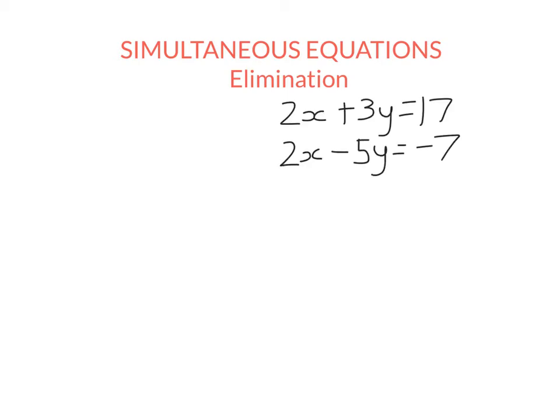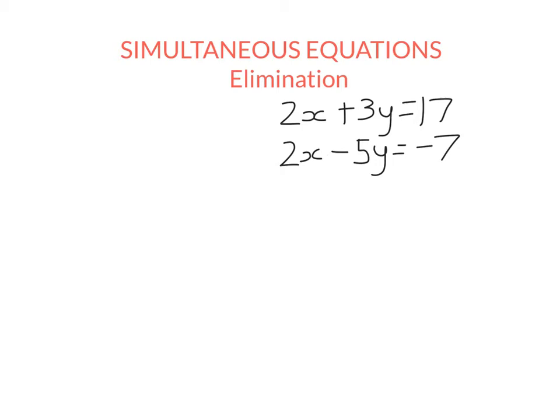So let's look at an example where we might use the elimination method. We have two equations, two variables, x and y, and we want to find a solution that solves both of these at the same time. The problem with trying to use the substitution method is that neither equation is in the form x equals something or y equals something, and if we wanted to put it in that form, it'd be very hard.